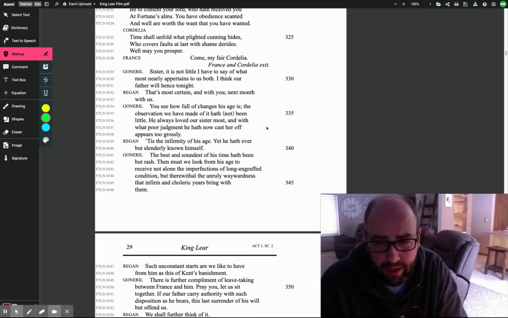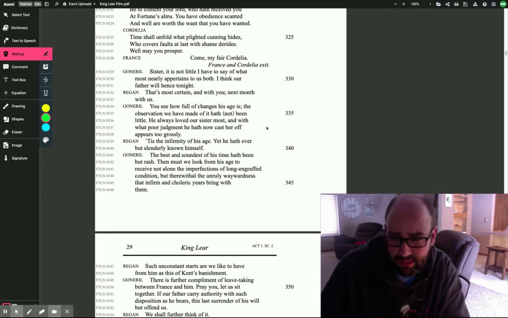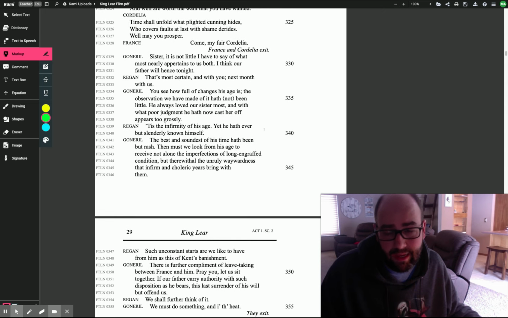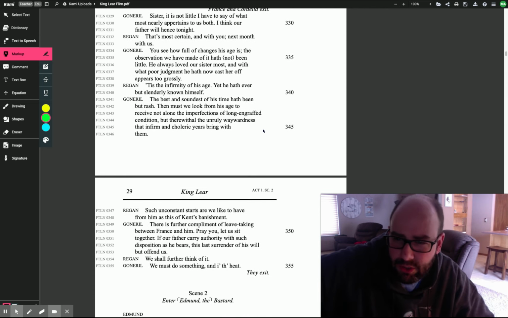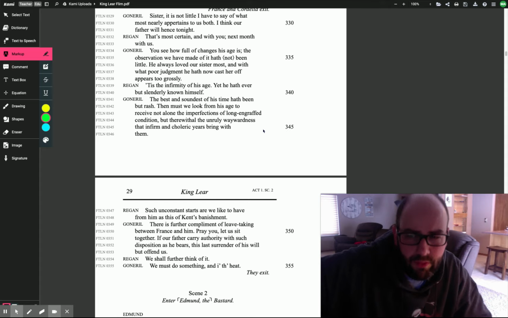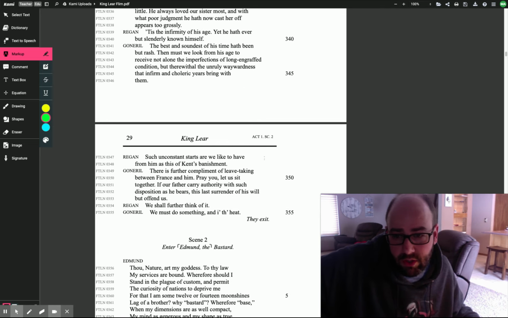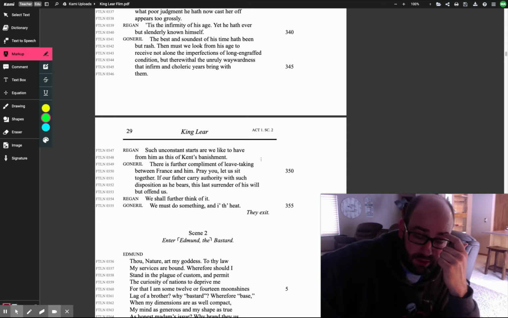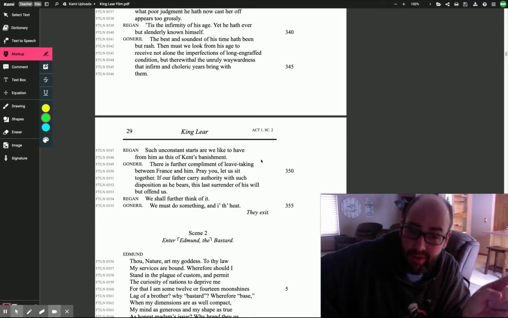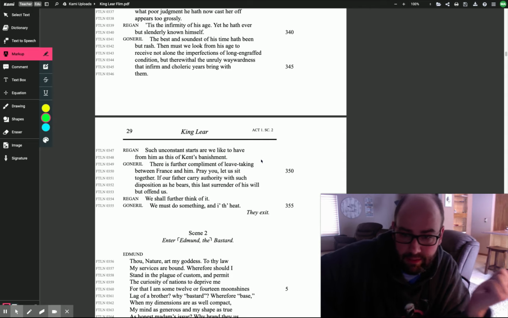The observation we have made of it hath not been little. He always loved our sister most, and with what poor judgment he hath now cast her off appears too grossly. 'Tis the infirmity of his age, yet he hath ever but slenderly known himself. The best and soundest of his time hath been but rash. Then must we look from his age to receive not alone the imperfections of long-engraffed condition, but therewithal the unruly waywardness that infirm and choleric years bring with them. Such unconstant starts are we like to have from him as this of Kent's banishment. So Regan acknowledges, we're going to have more problems with Lear. We need to get rid of him. If we don't, he's going to continue to do things like he did to Kent.